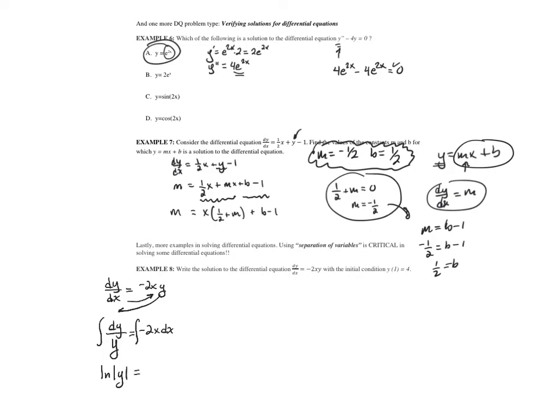And on the right side, we're going to get negative 2x squared over 2 plus c, and realize that these 2's are going to kill each other. So we have the ln of the absolute value of y is equal to negative x squared plus c.